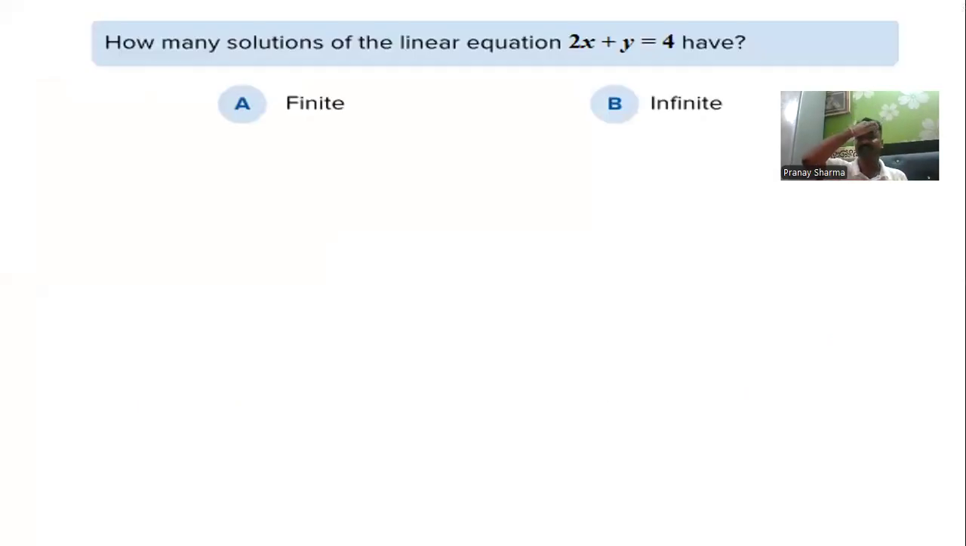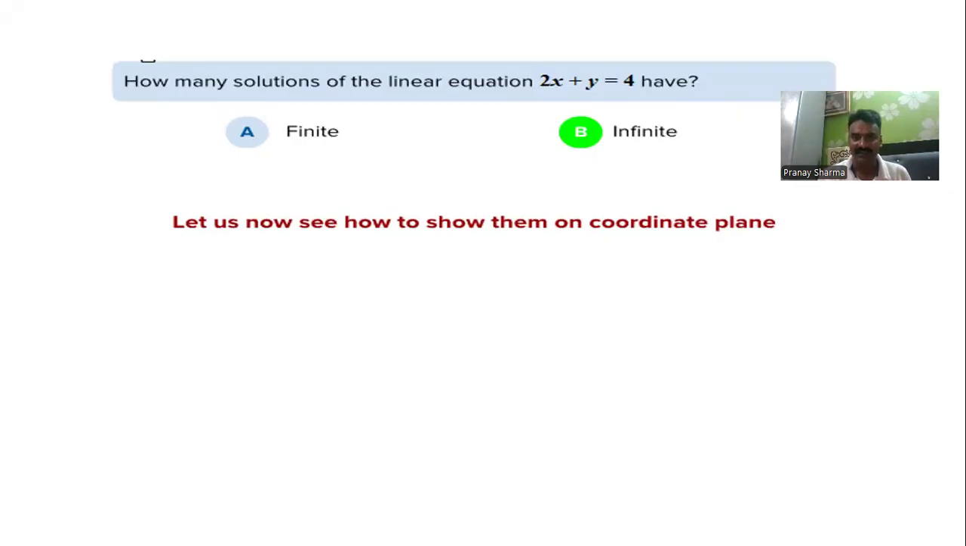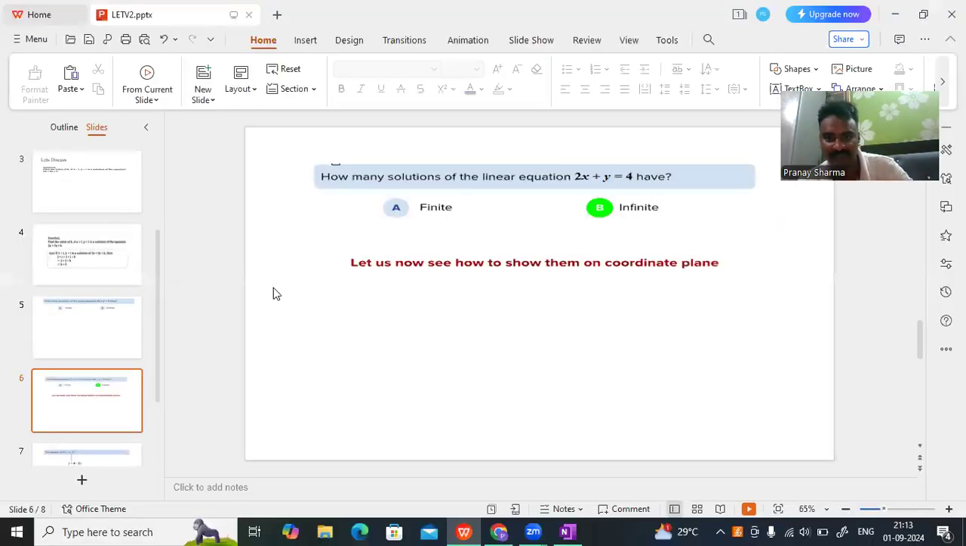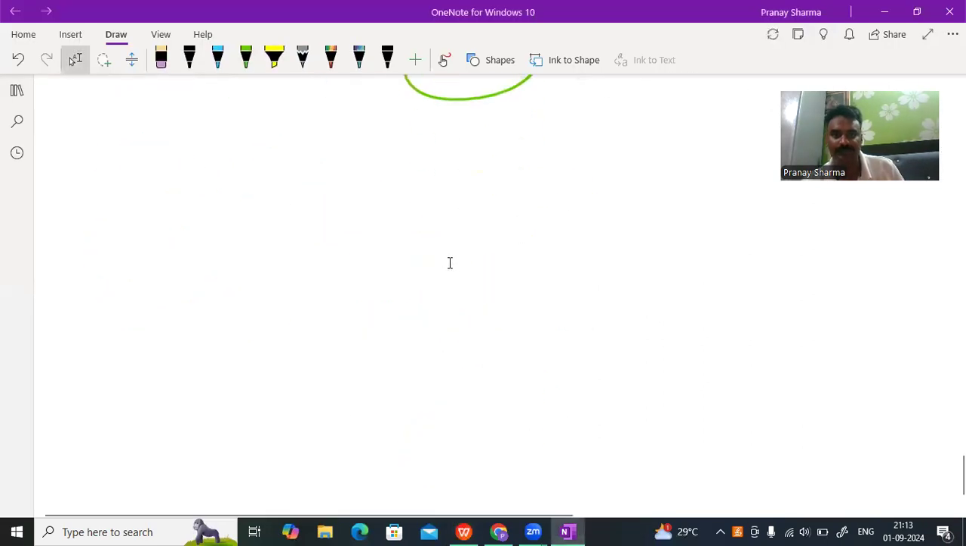How many solutions will the linear equation 2x plus y equals 4 have? Now, as you can see, we have two different variables. This is going to be a linear equation in two variables and it may have infinitely many solutions. All right. Can you show it on a coordinate plane? Yes. So for this, we'll be jumping to the whiteboard again.